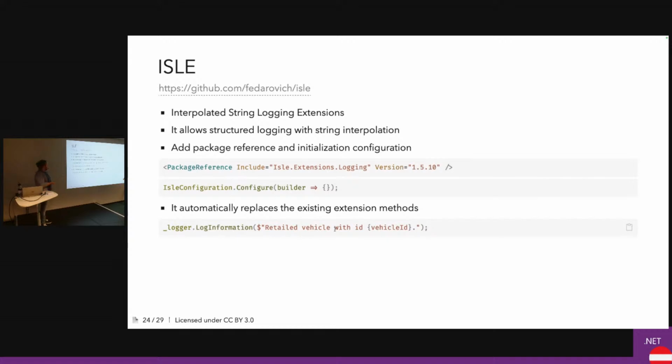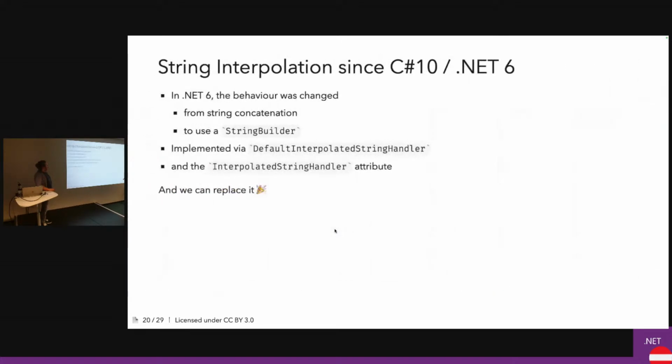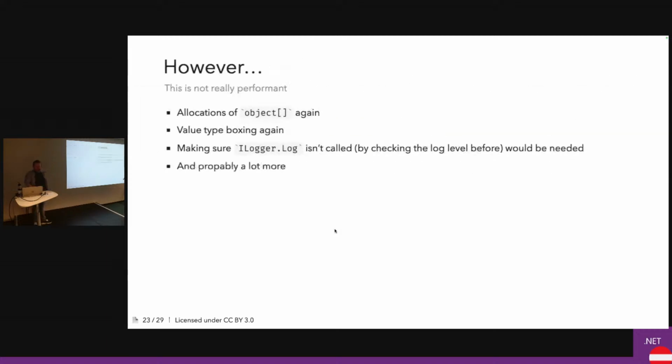It's pretty easy. You just need to add the package reference. You need to call the global configuration thing once because they developed it like that, and it will automatically replace all your existing log information, log error, log debug stuff, whatever is there, because that's how the whole interpolated string handler basically works. If there is something more specific with your string handler instead of just using string, then it will automatically pick that one.